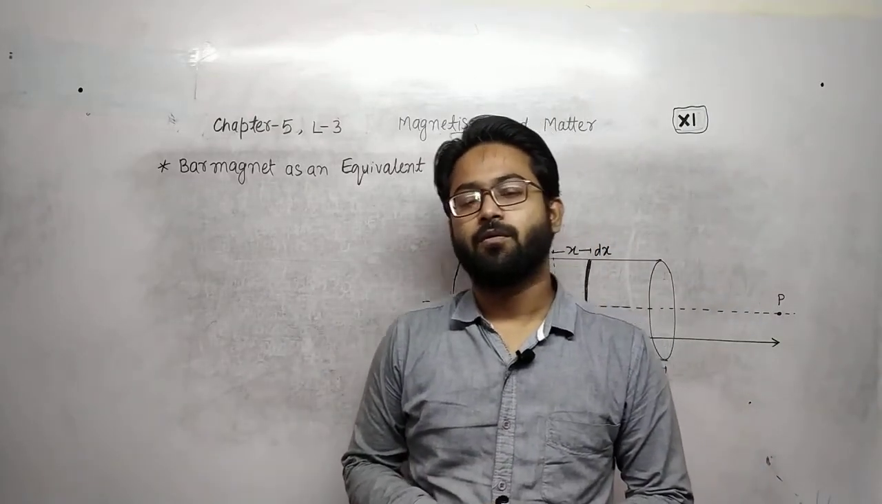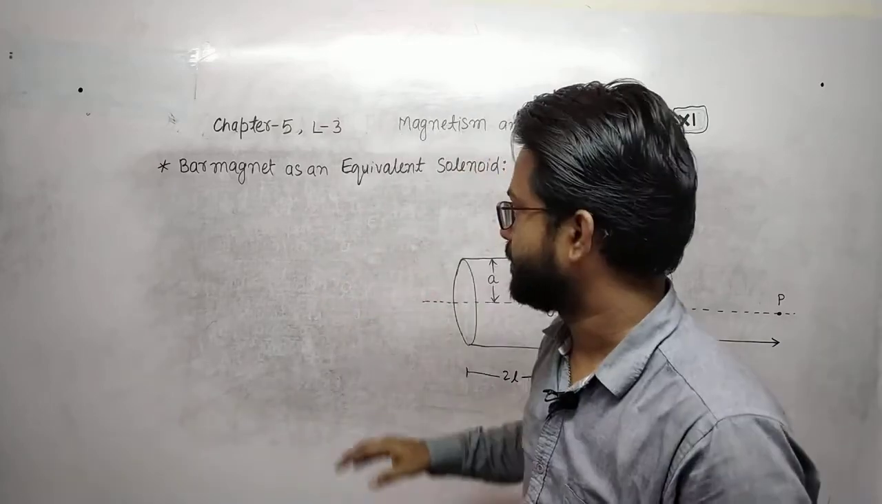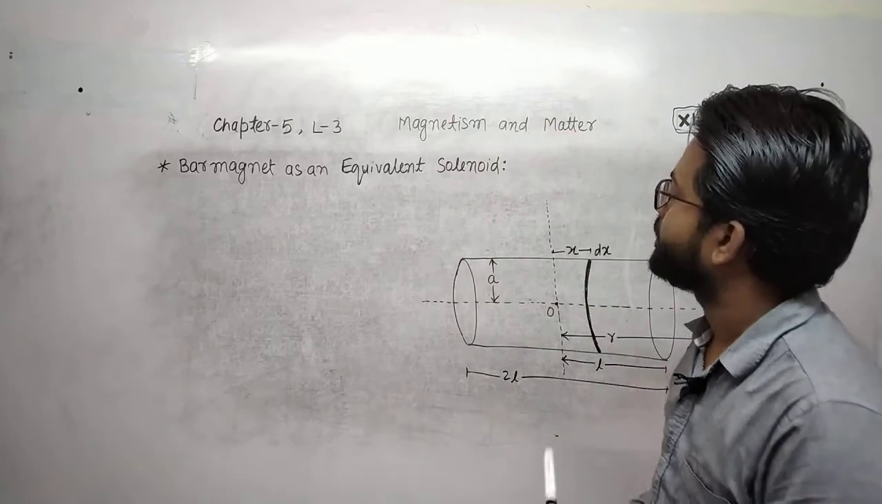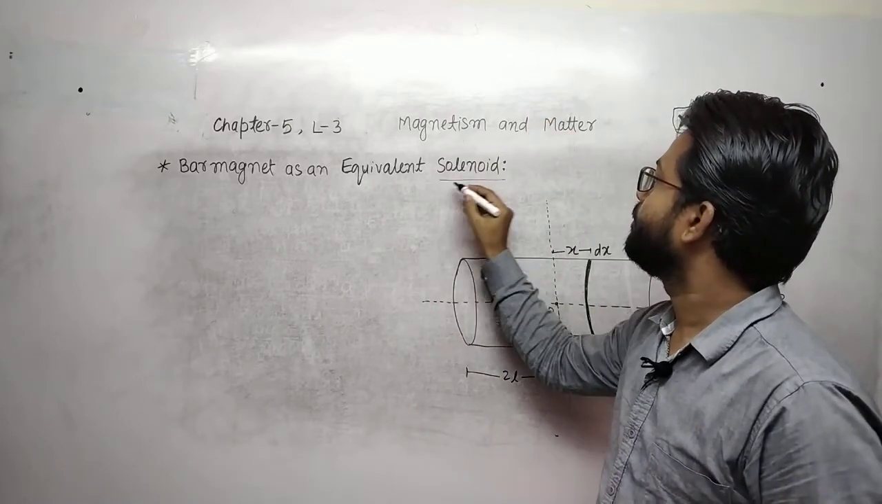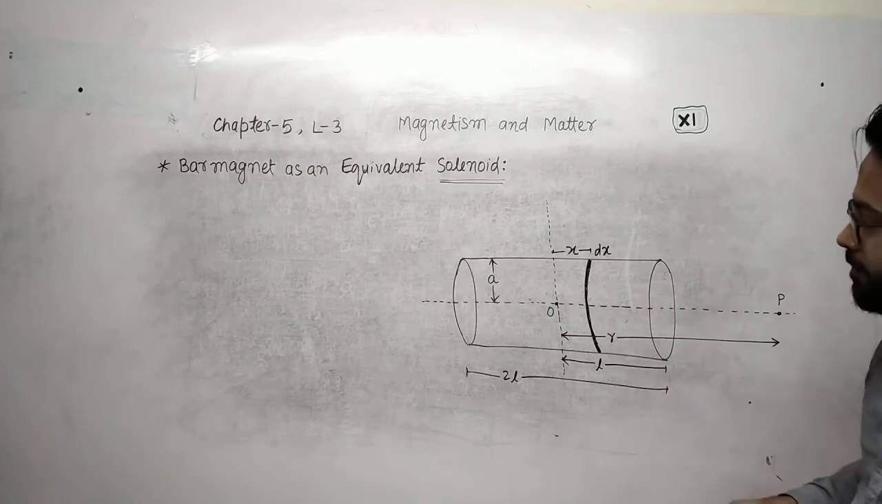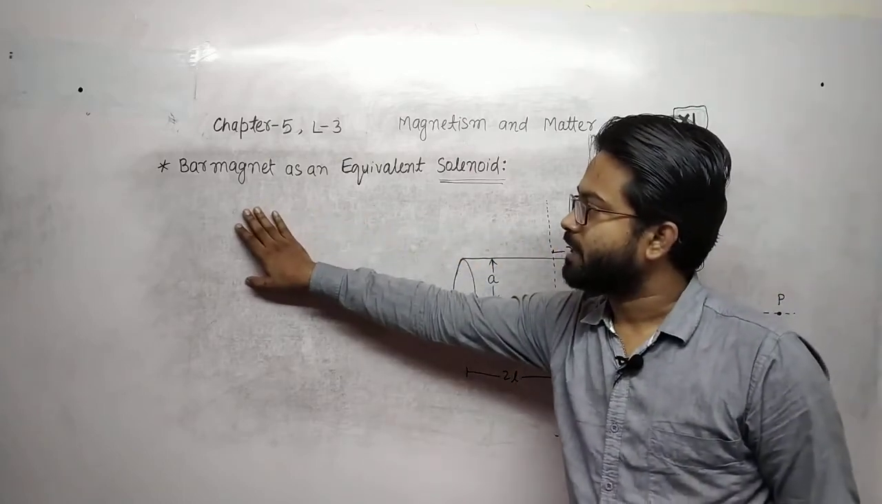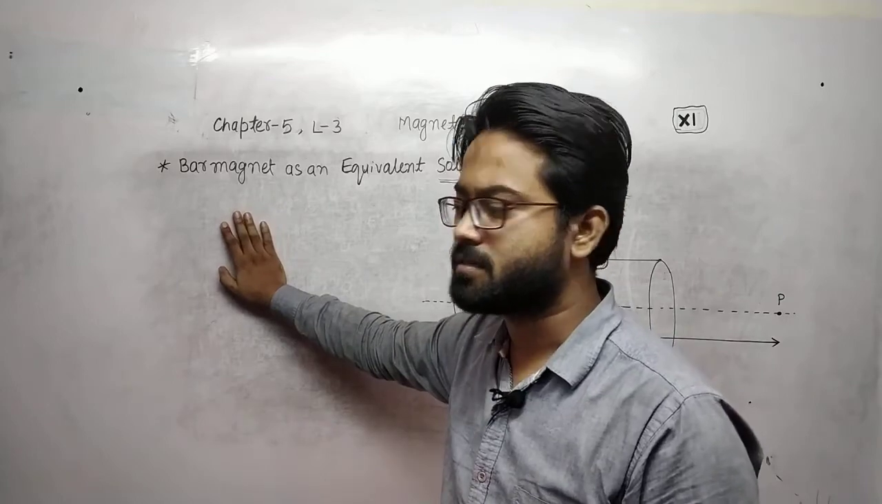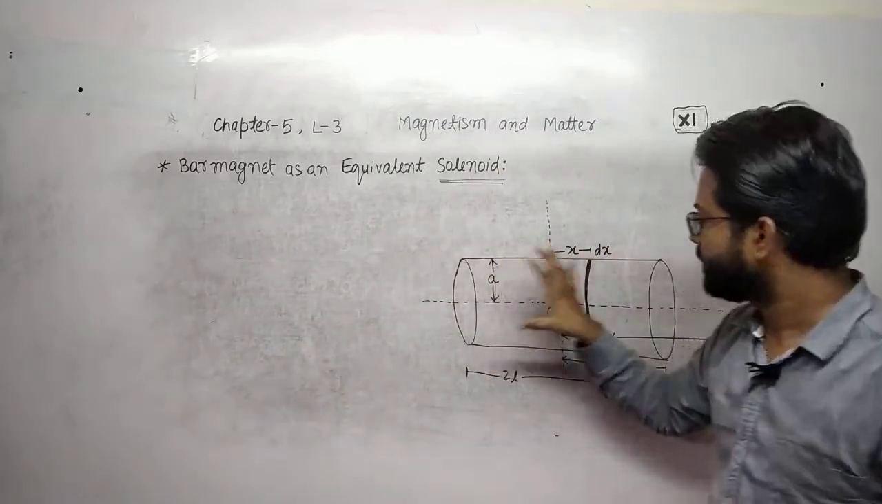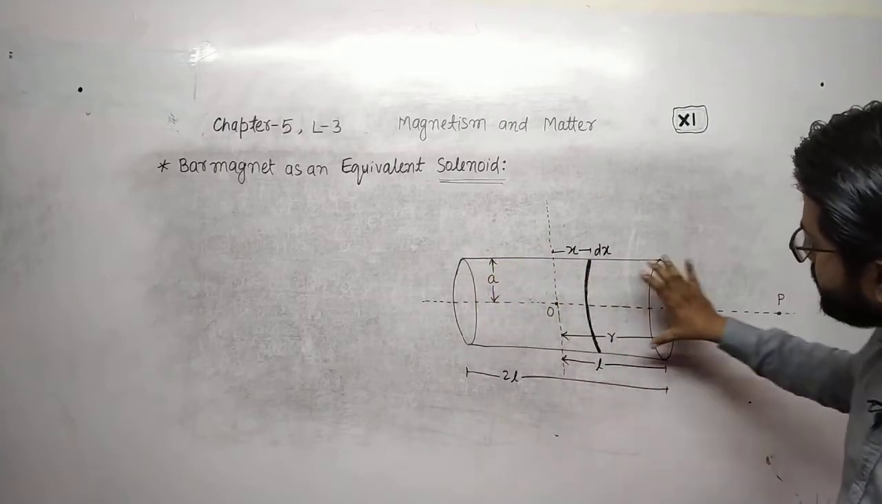Hello students, now in this video we will discuss bar magnet as equivalent solenoid. Hope you all know about solenoid. Now what is bar magnet? Bar magnet is a simple magnet that has a uniform cross sectional area. This bar magnet is cylindrical.